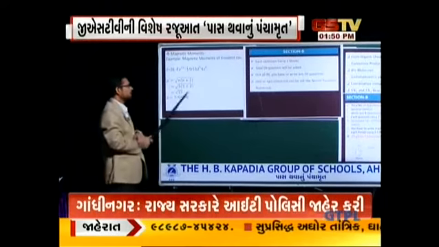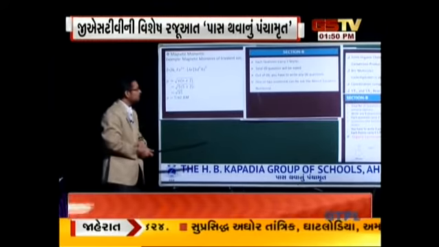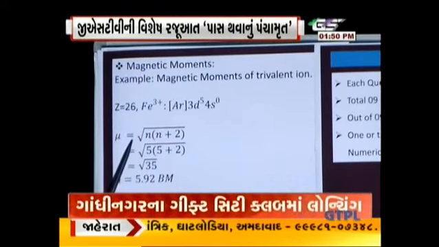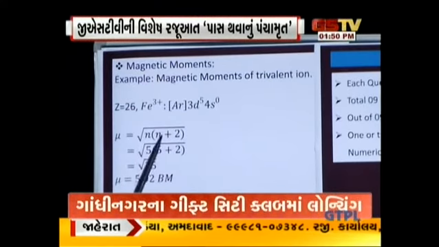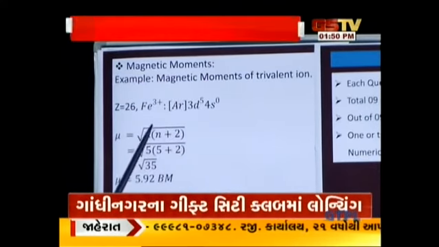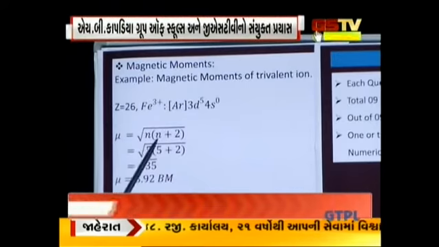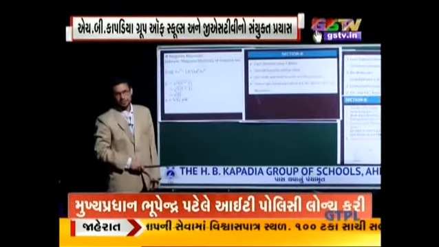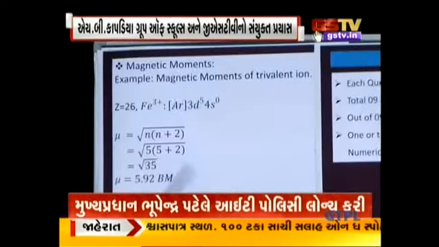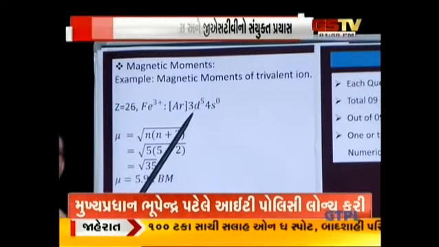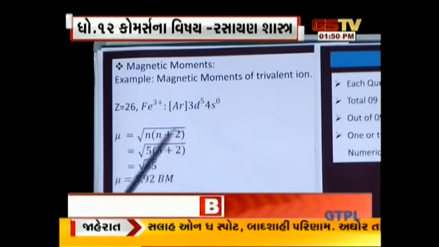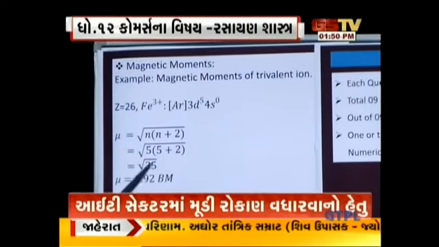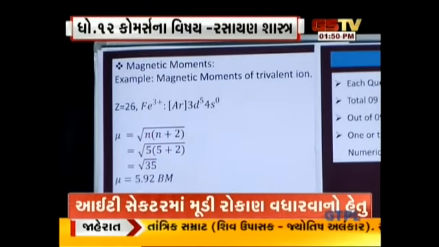So to find out the magnetic moment, the formula is mu equal to root n plus 2. What is the meaning of n? N means the number of unpaired electrons. There are 5 unpaired electrons in the d orbital. So 5 into 5 plus 2, you will get 35. So root 35, the answer is 5.92.